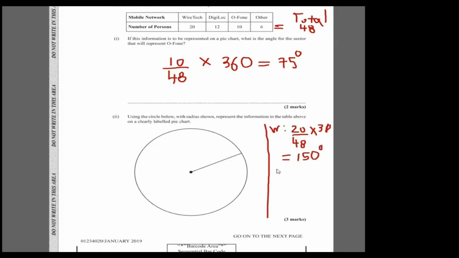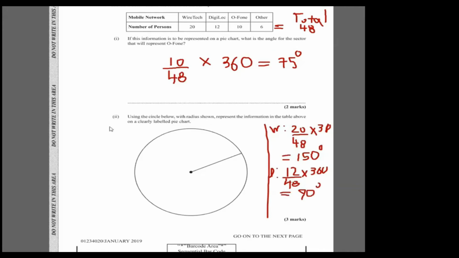Then Digilec, I'm going to use D for Digilec. D for Digilec is going to be 12 over 48 times 360. That looks like 90 because a quarter times 360 is 90. Well, I'm not sure, so I'll put it in my calculator just to be safe. 12 over 48 times 360. Yes, that's 90 degrees. So Digilec is 90 degrees.